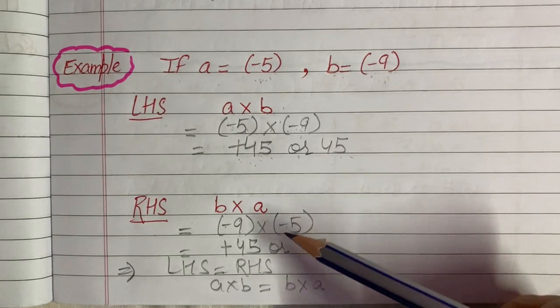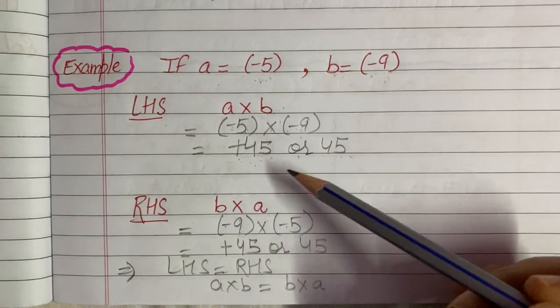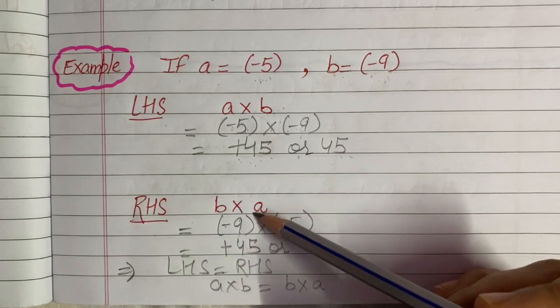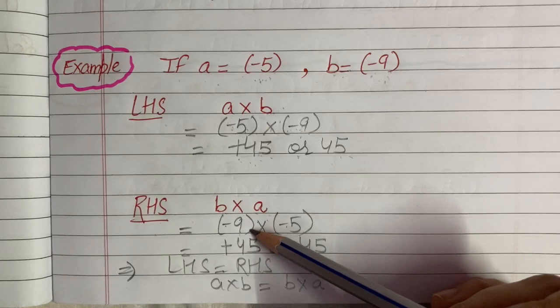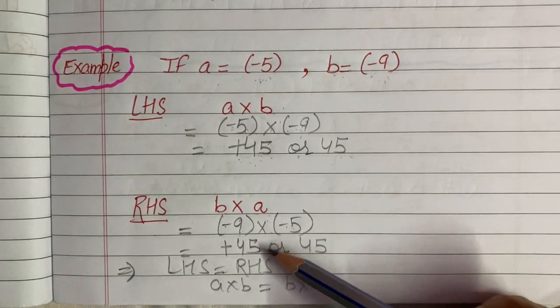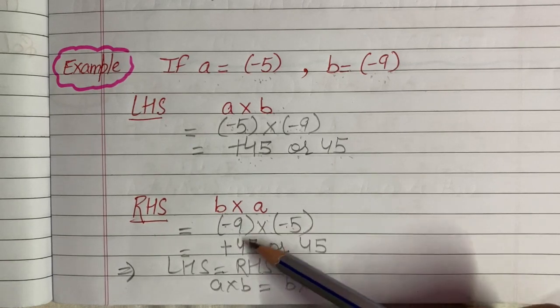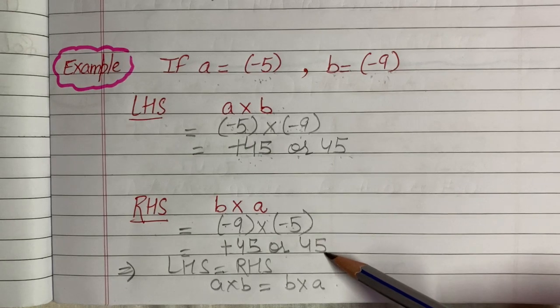Now in the next step we will put the values of b and a in the RHS. Our RHS is b multiplied by a. That means we will do like this, minus 9 multiplied by minus 5. Now students, you know that 9 fives are 45, and this minus minus is plus. So plus 45 or simply 45.